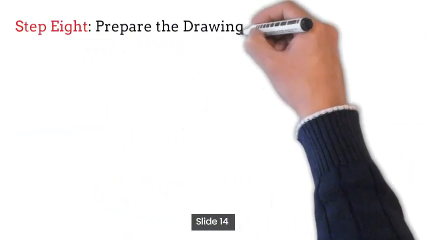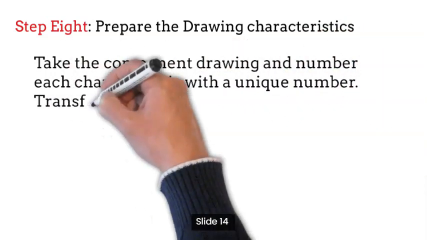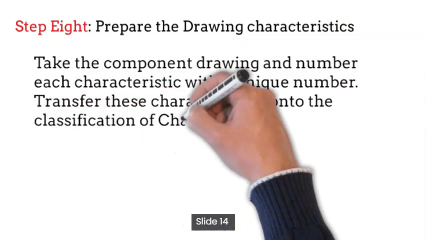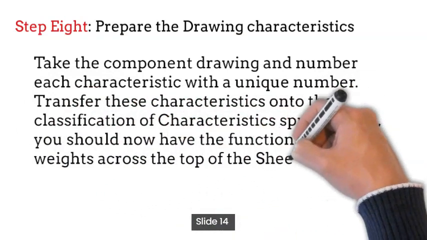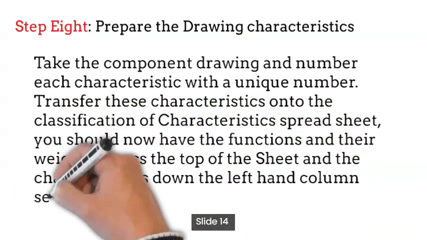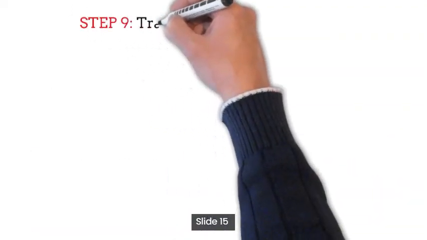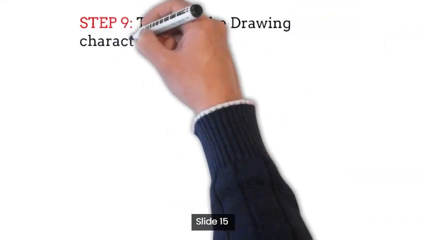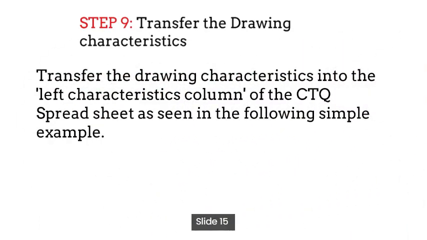Step 8. Prepare the drawing characteristics. Take the component drawing and number each characteristic with a unique number. Transfer these characteristics onto the CTQ spreadsheet in the first column. You should now have the functions and their weights across the top of the sheet, and the characteristics down the left-hand column. Step 9. Transfer the drawing characteristics into the left characteristics column of the CTQ spreadsheet as seen in the following simple example.